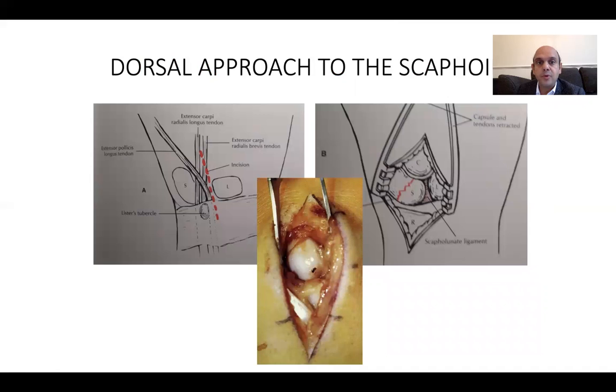Then dorsal approach, again, simple steps, like break it into 3 simple steps. First is your internervous plane. That's your cutaneous nerves. So as you go through skin and fat and make 2 nice flaps, your nerves go through those flaps, with those flaps. So that's your first step.